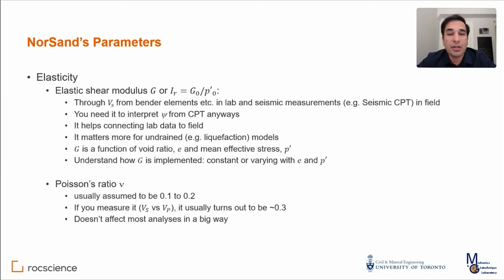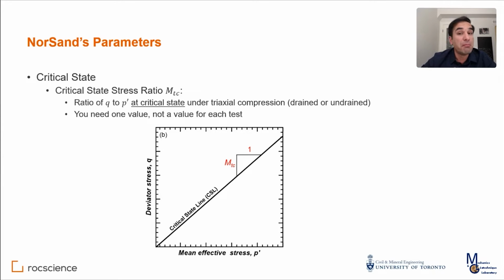When you're modeling Norsand, make sure you understand how this parameter is implemented in the model. Sometimes it's a constant, sometimes it remains a function of void ratio and P prime. Poisson's ratio is the little brother to all elasticity moduli. It's usually assumed, I always assume it's 0.2. It doesn't affect most models much. If you measure it from P wave to S wave velocities in field, you usually get about 0.3. It's not something you need to be too concerned about in most cases.